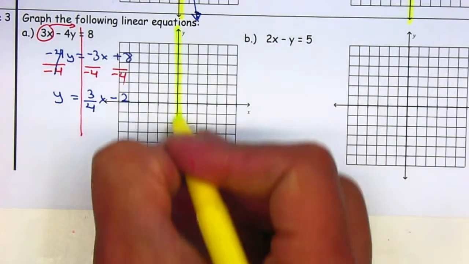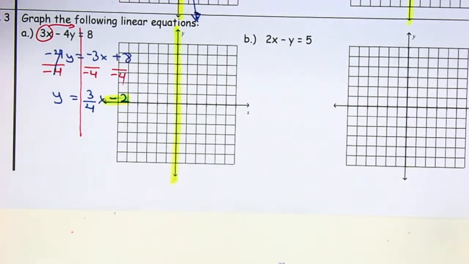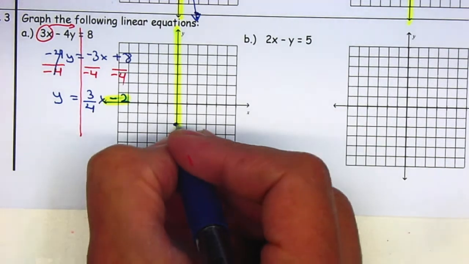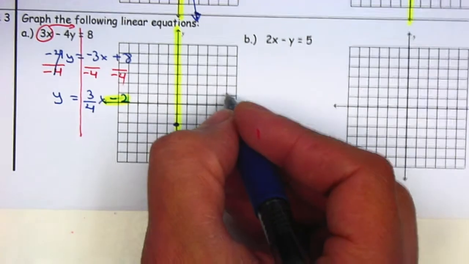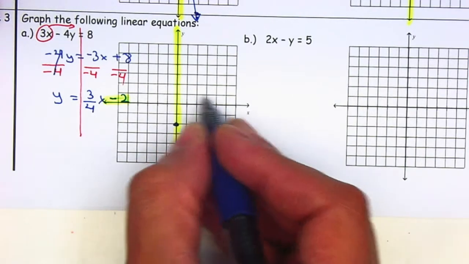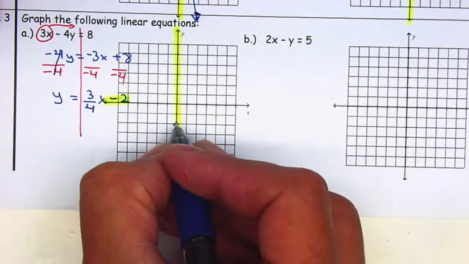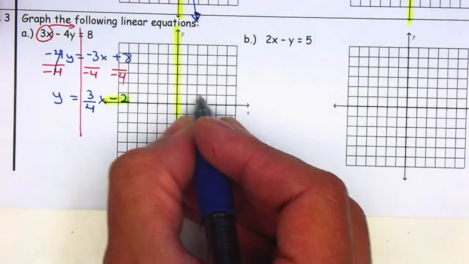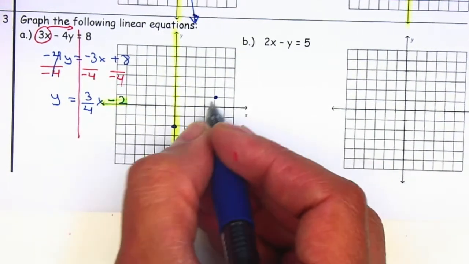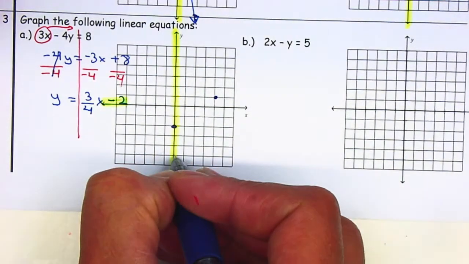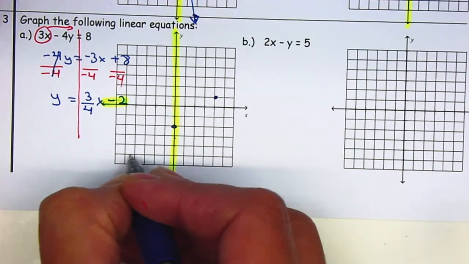My y-intercept is negative 2, and it's going to cross the graph on the y-axis at negative 2. My slope is positive, so it means I'm going to go up and to the right. Remember, if it's positive, you go up and to the right. If it's negative, you go down and to the right. This case is positive, so 1, 2, 3, 1, 2, 3, 4. I don't have enough space for another one, but I can do the opposite. Down 3 to the left 4.